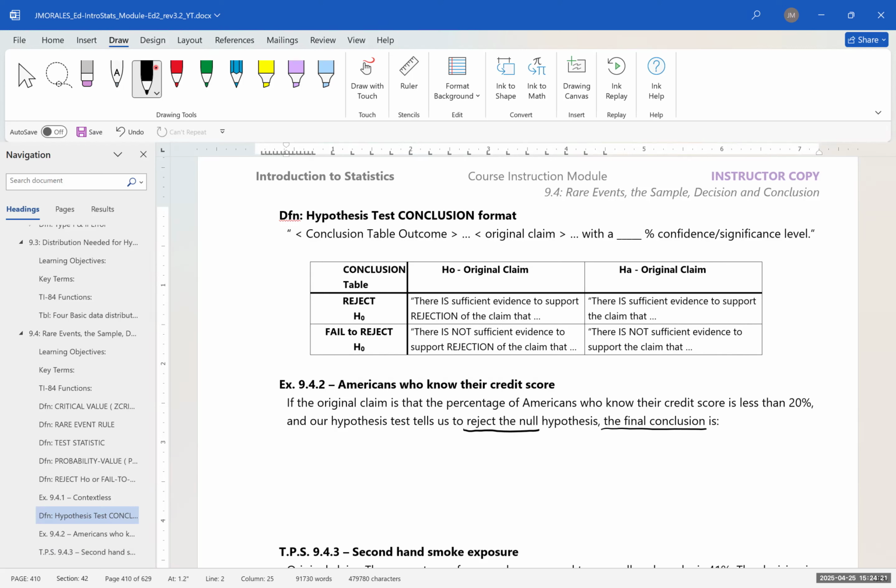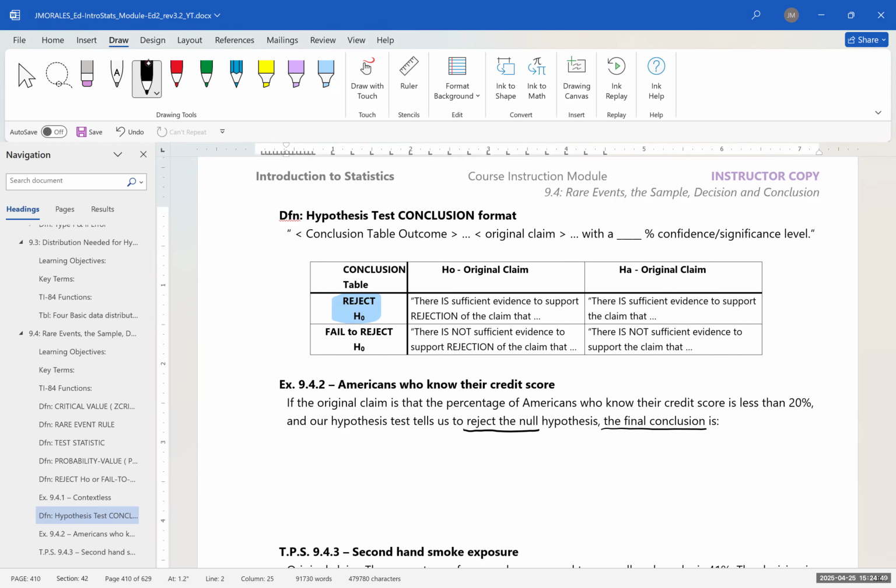Okay, let's take a look. The hypothesis test ended up telling us to reject the null, so we know at the very end we've got reject the null. But which was the original claim? Was the null or the alternate our original claim?